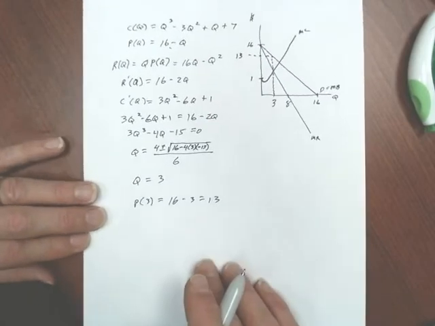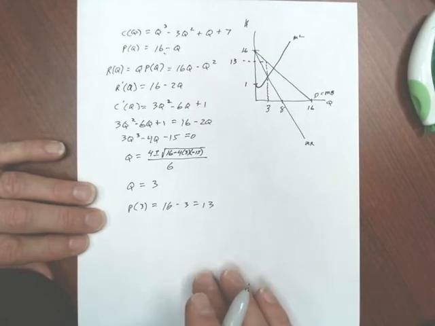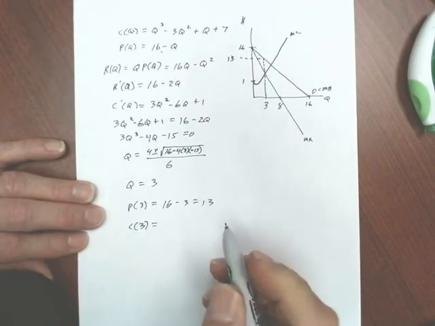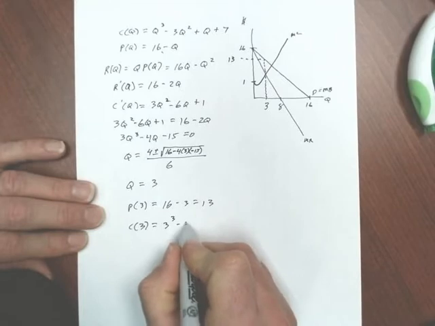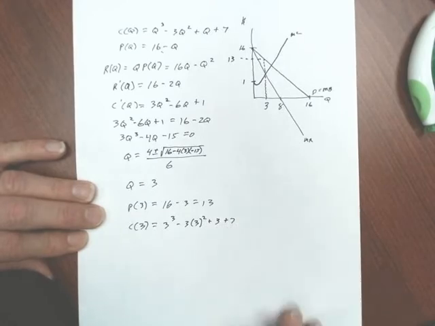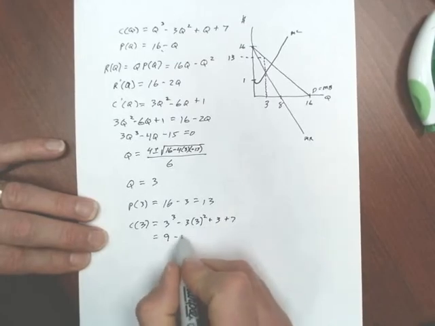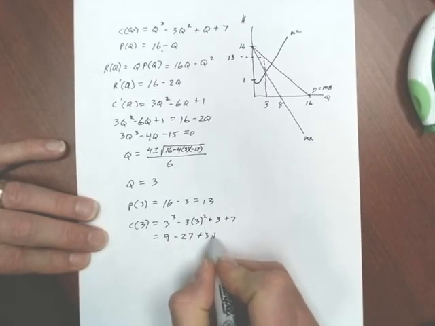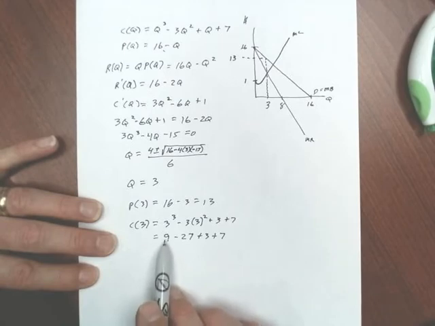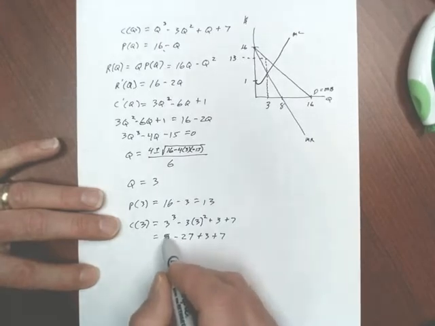Okay? Now, what is the profit that this firm is getting? Well, first, let's figure out cost. So that is C of 3 equals 3 cubed minus 3 times 3 squared plus 3 plus 7. And that equals 9 minus 9 times 3 is 27 plus 3 plus 7. And so that equals, wait a second. Oh, that is not 9.